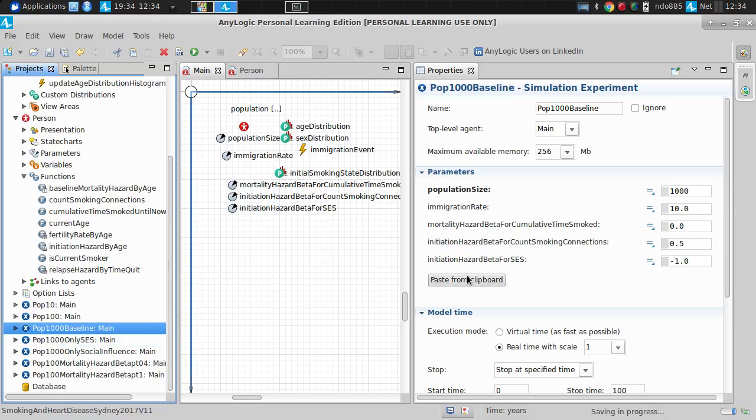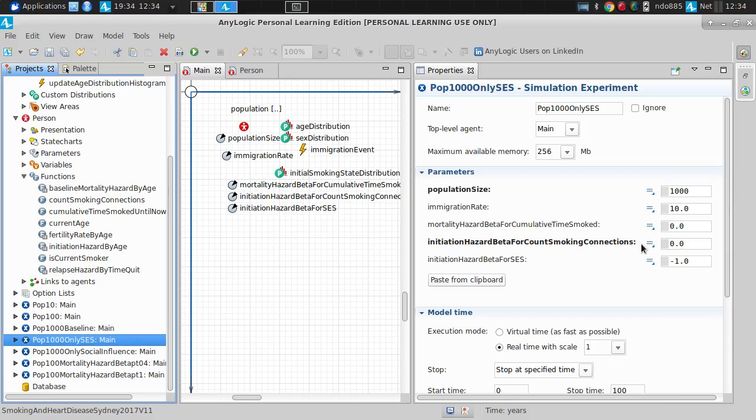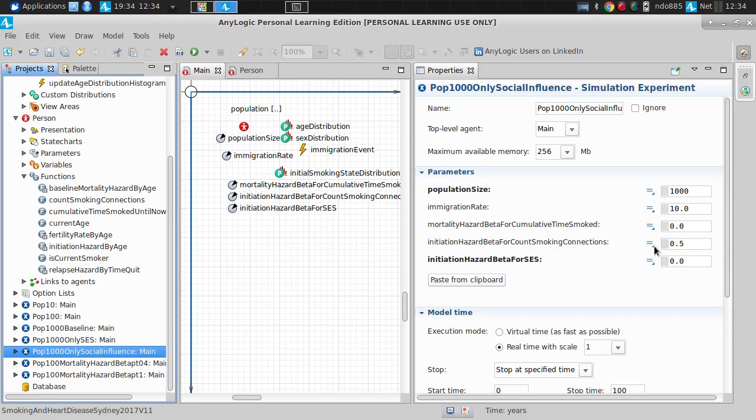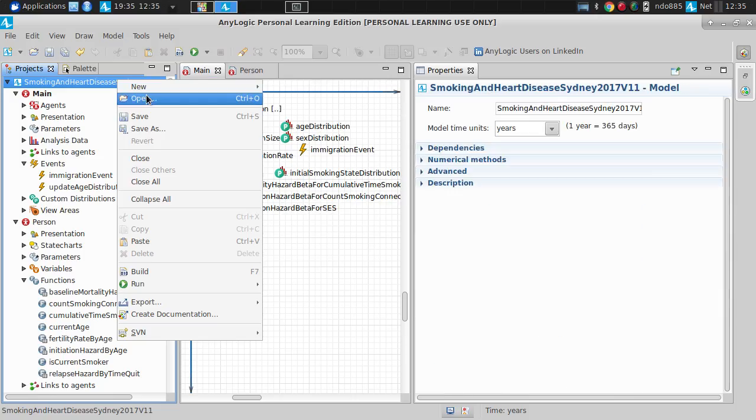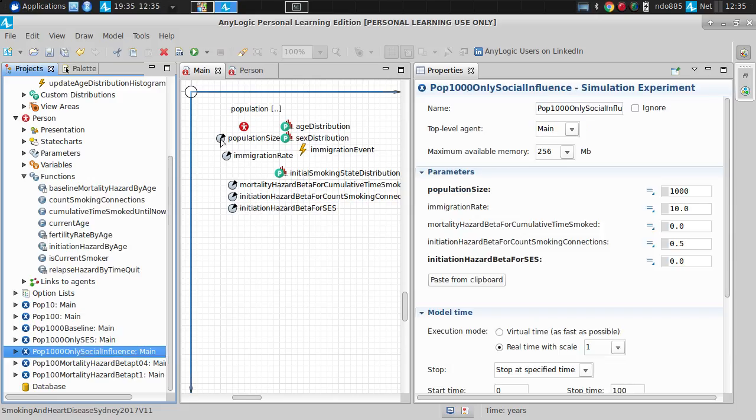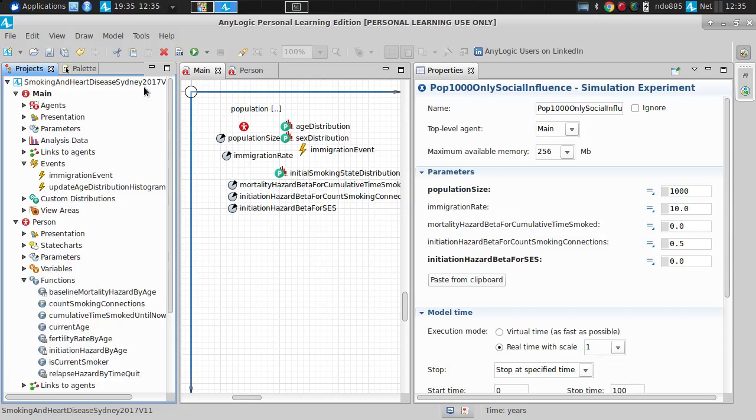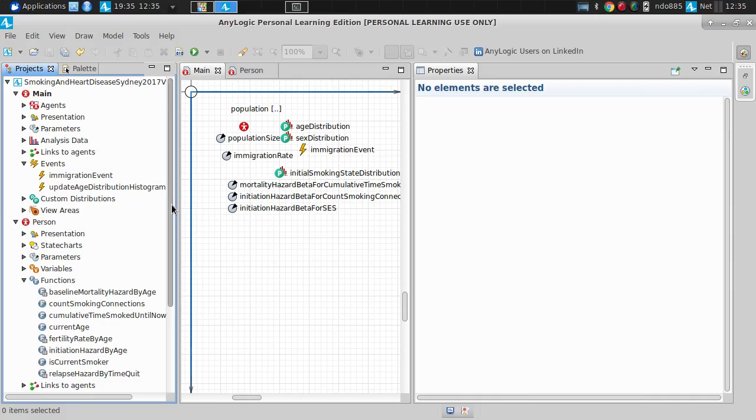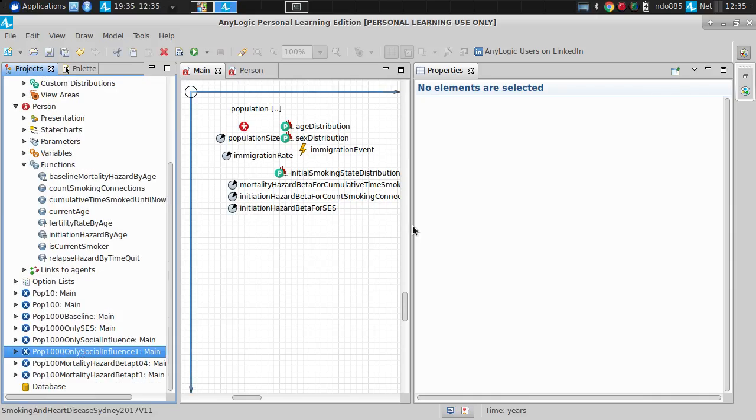I changed the default value. Only SES has a value of 0. There's no impact of count smoking connections. Only SES influence: 0.5 for SES, 0 for beta. And then I'm going to have a final one. I should have copied; it will simplify my life. I'll copy one of these and paste it in. Here we go.